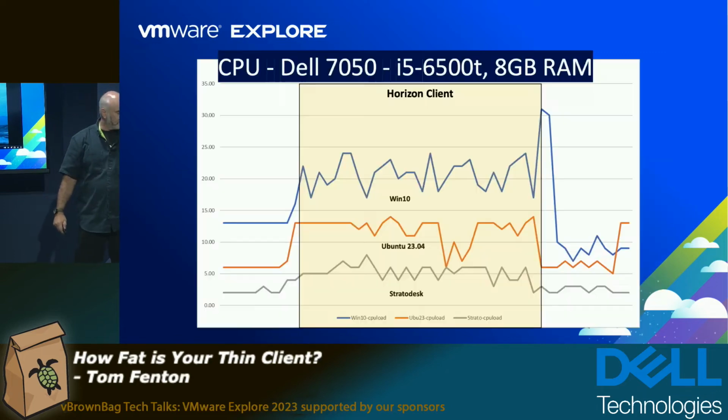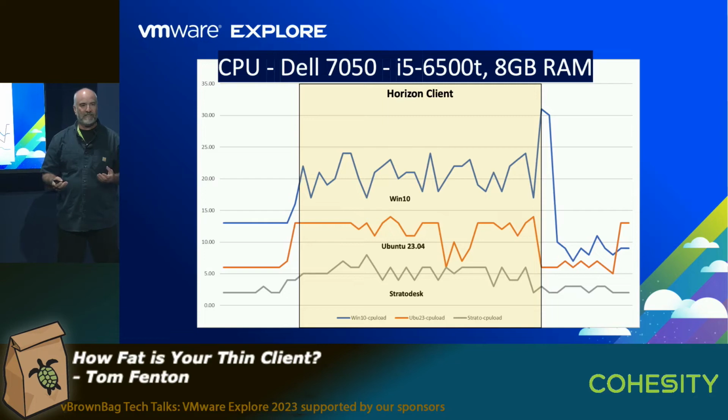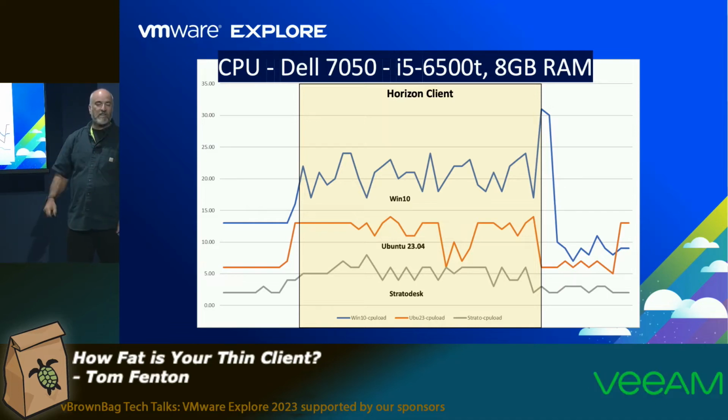Went ahead and ran it. And this is on the Dell 7050, and it kind of blew me away. First of all, overall, how light the VDI client is. On Stratodesk, that's the OS I used, but I also tried it with iGel and 10-Zig, and they all came out about the same.